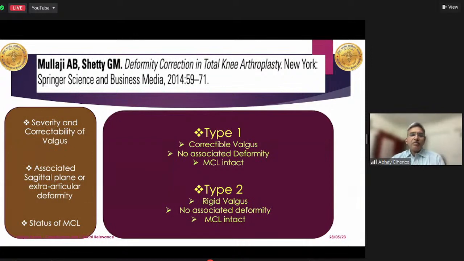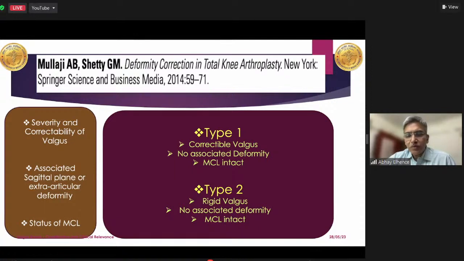Mulaji has modified this classification, and now they have described six types, basically on the severity and the correctability of valgus, association of sagittal planes and extra-articular deformities, and the status of the medial collateral ligament. So a type one, according to Dr. Mulaji and Dr. Shetty, is a correctable valgus where there is no associated deformity and there would be a medial collateral ligament which is functioning fully well.